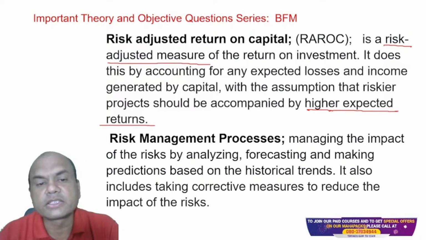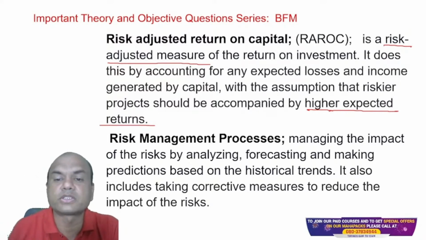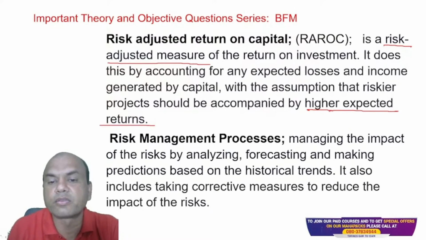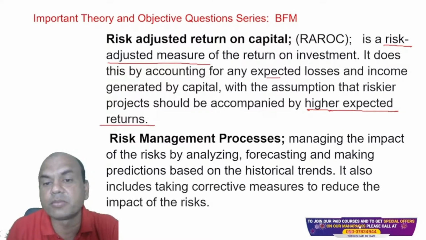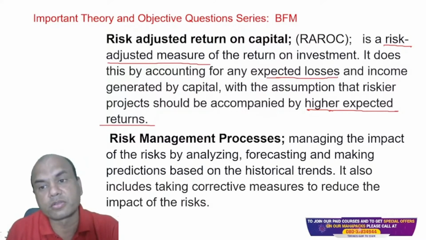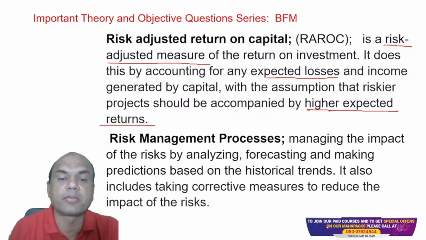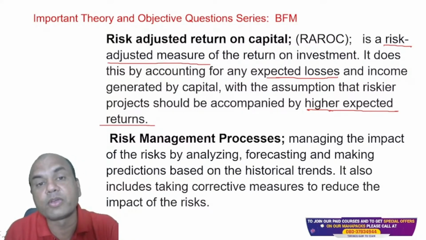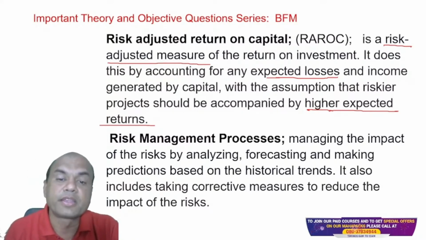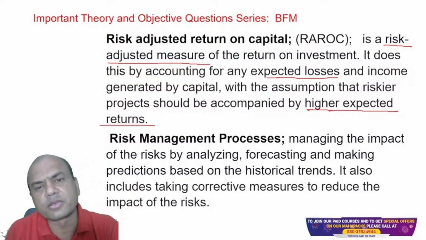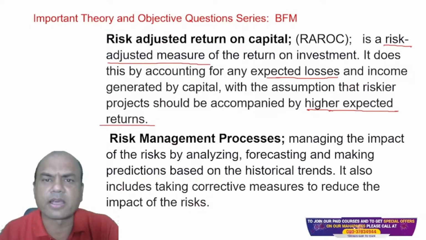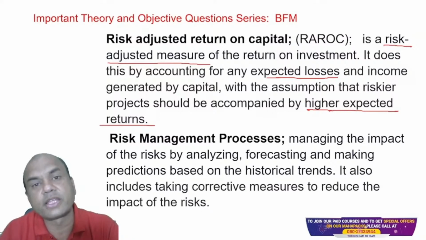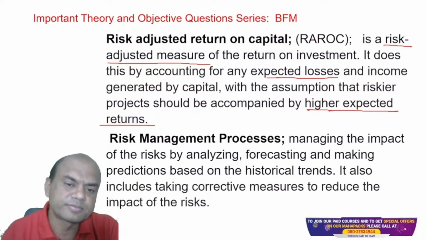It does this by accounting for any expected losses. What all losses can occur whenever I invest in some riskier project, and the income generated by that capital. Whatever capital I've invested, what is the income generated from that, and whether it suits my risk adjustment. Same example: if I am investing in FD or in mutual fund, definitely I'll expect higher returns on the mutual funds, whereas in FD I'll be expecting lower returns.